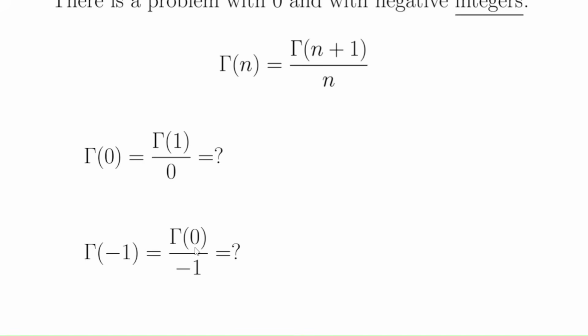So the fact that gamma of 0 is undefined means that gamma of negative 1 will be undefined, and the fact that gamma of negative 1 is undefined means that gamma of negative 2 will be undefined. So for 0 and for the negative integers, gamma will not be defined. But for every other real number, so every positive real number and every negative real number other than the negative integers and other than 0, gamma will be defined.